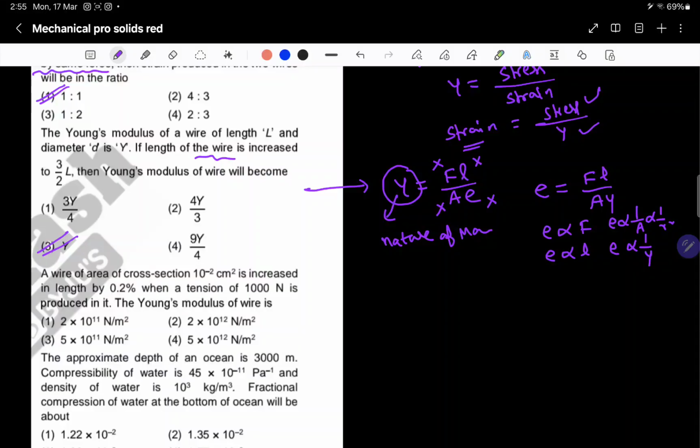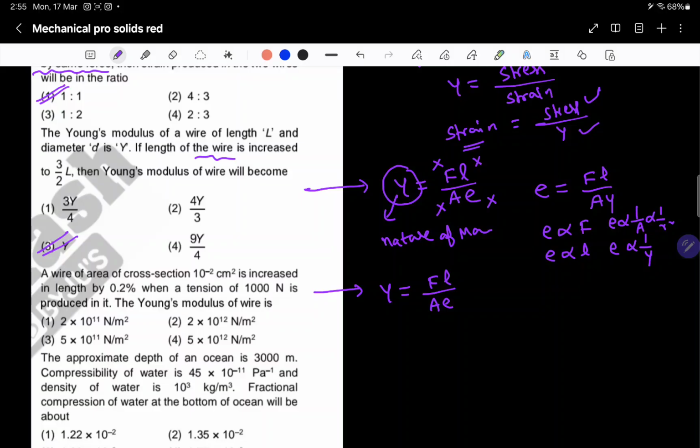Next question. A wire with area of cross section 10 power minus 2 centimeter square is increased in length by 0.2%. When tension in the wire of 1000 newtons is produced, then find Young's modulus of the wire. So formula based question, students. Young's modulus Y equal to FL by A into E. I told in this chapter Young's modulus related questions only, very important.